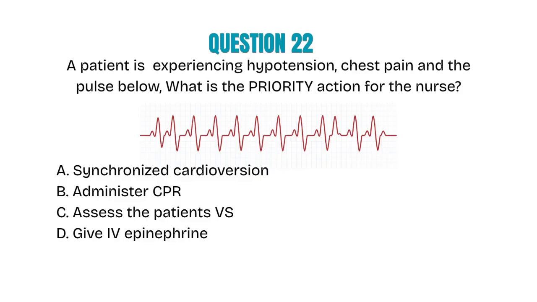Question 22. A patient is experiencing hypotension and chest pain with the pulse shown below. What is the priority action for the nurse? A. Synchronized cardioversion. B. Administer CPR. C. Assess the patient's vitals. D. Give IV epinephrine.